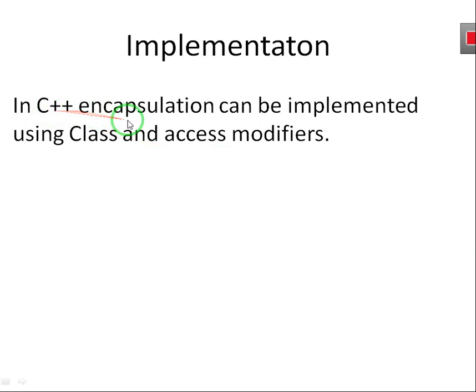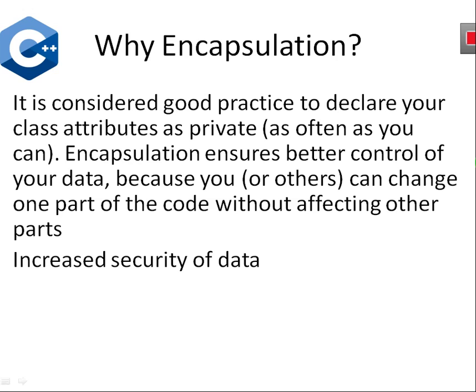So in C++, encapsulation can be implemented using the class and access modifiers. Access modifiers are public, private and protected. The protected one will be covered in the topic of inheritance, so our next lecture will also be on inheritance.